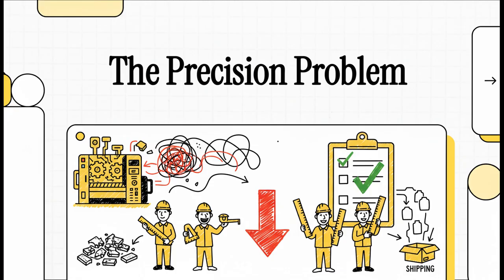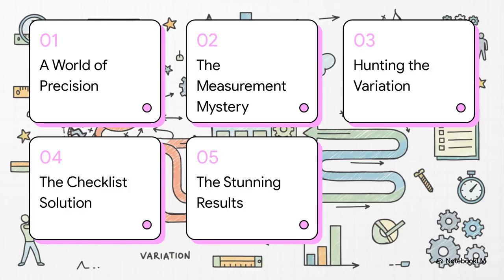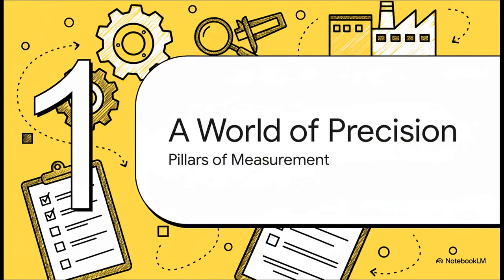Today, we're diving into a real-life measurement mystery, where the key to solving it all wasn't some new supercomputer, but a simple piece of paper. All right, here's how we're going to crack this case. First, we'll get our heads around the basic rules of precision measurement. Then, we'll expose the mystery that was plaguing this factory. After that, we're going to hunt for the culprit, reveal the shockingly simple solution, and finally, look at the results, which are, frankly, incredible.